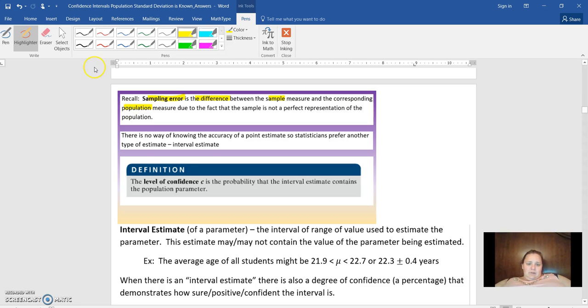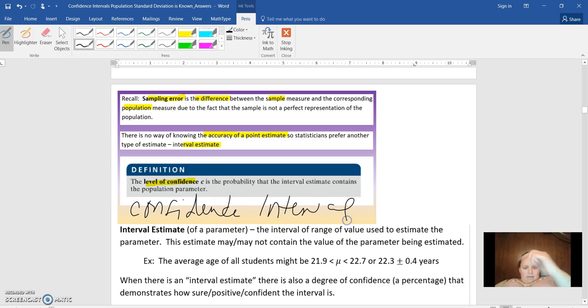number. Since we can't know for sure about our point estimate, like when we did the Facebook friends up there, that was only 40 people, and there's millions of people on Facebook, so that would not be a great way to estimate the average number of friends. And so you use an interval estimate and a level of confidence. Sometimes it's called level of confidence, sometimes it's called confidence interval, which is the I.